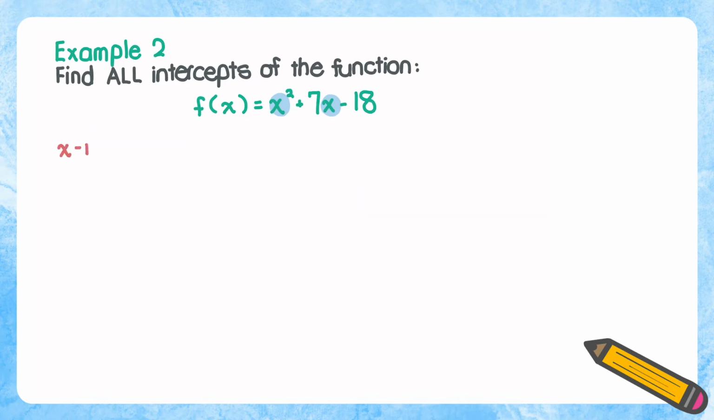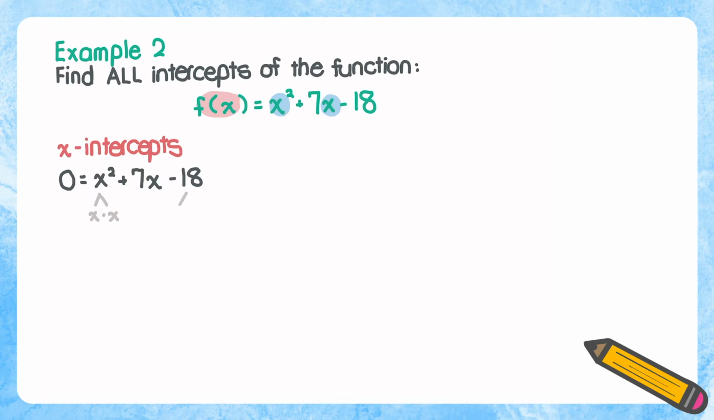Now let's find the x-intercepts. So when does this function cross the x-axis? We set y, or f of x, equal to 0. So we have 0 equals x squared plus 7x minus 18. And to solve for x, I'm going to factor this.